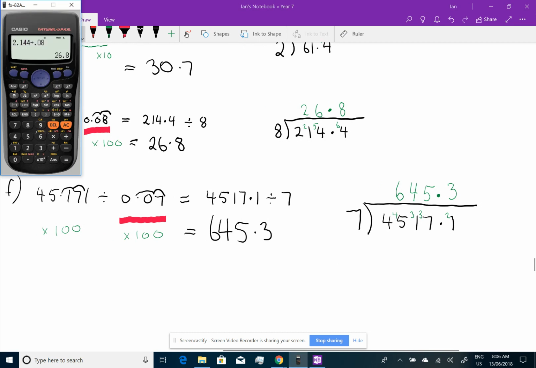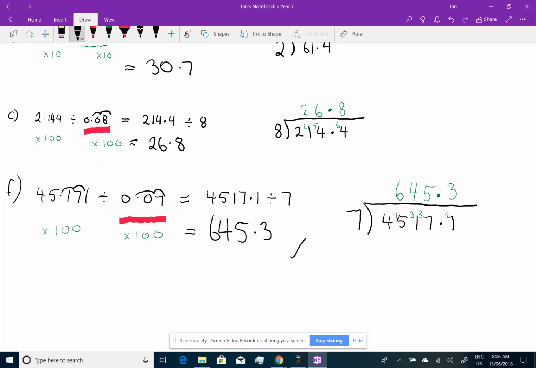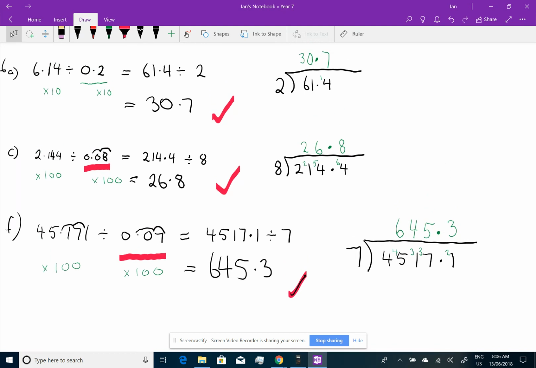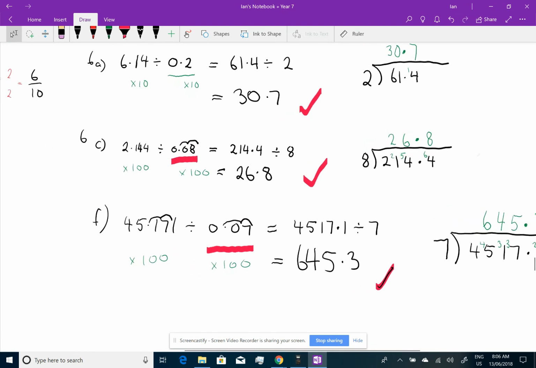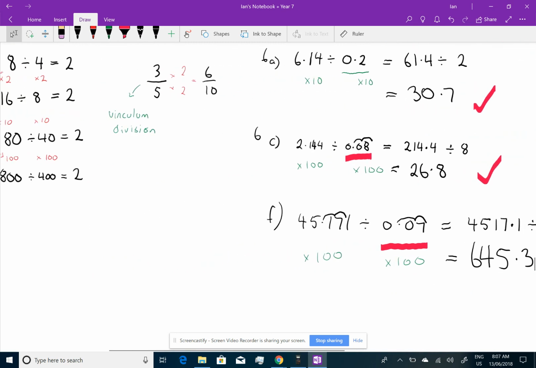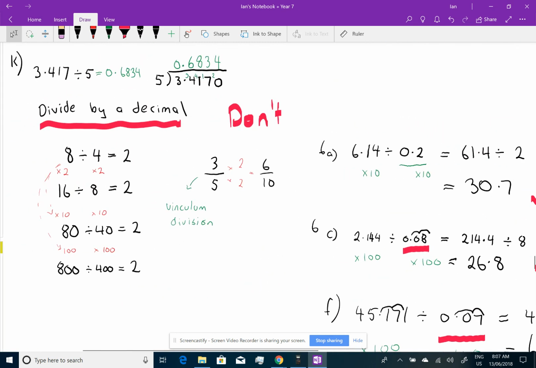And my original question, 45.171 divided by 0.07, 645.3. Now, if you can do these, you are very good. But remember, you need to check on your calculator and know that we don't divide by a decimal. We multiply by powers of 10 to change the decimal. All right, good luck with those.